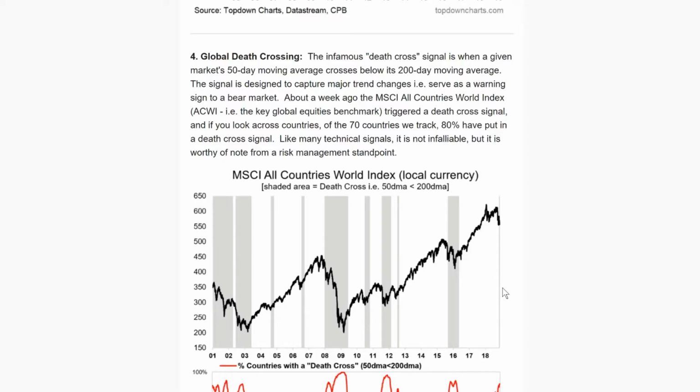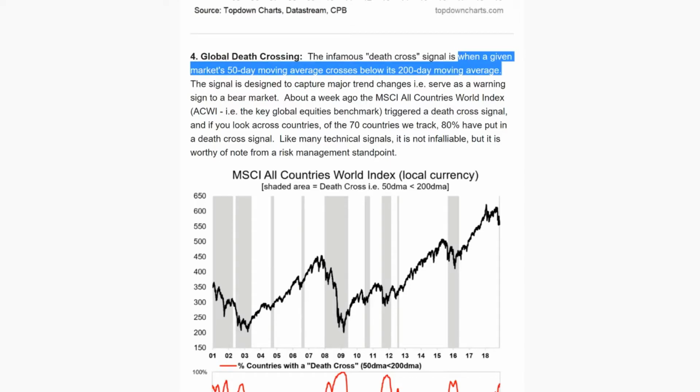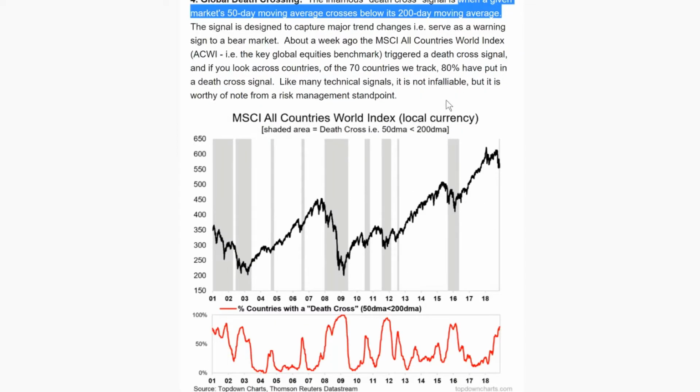Alright, number 4 is global death crossing. So this is looking at the kind of infamous death cross, which here I've noted is when a given market's 50-day moving average crosses below its 200-day moving average. And the reason why you use 50 and 200, well, one, the 200 is quite a slow-moving indicator of trend, and the 50-day, well, it just smooths out the price aspect.